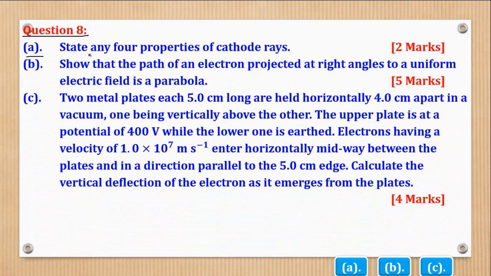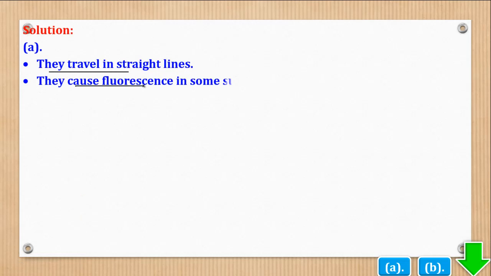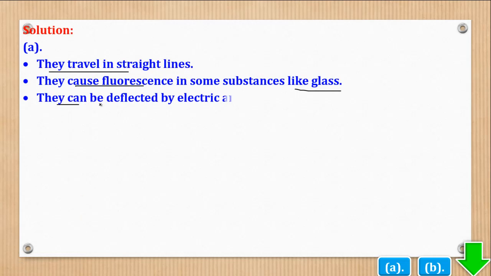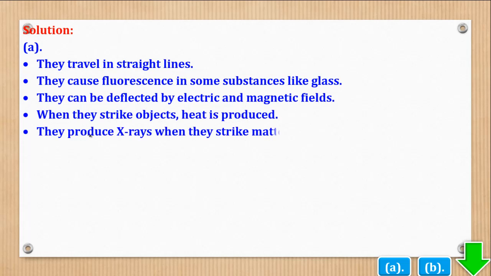Question 8 part A says state any 4 properties of cathode rays. One is that they travel in straight lines. They cause fluorescence in some substances like glass. They can be deflected by electric and magnetic fields. Then when they strike objects, heat is produced. They produce X-rays when they strike matter.